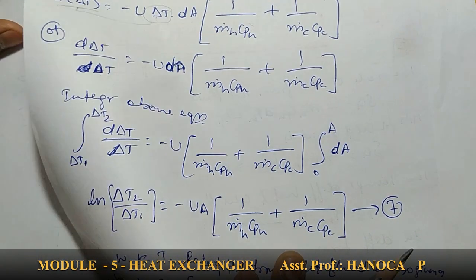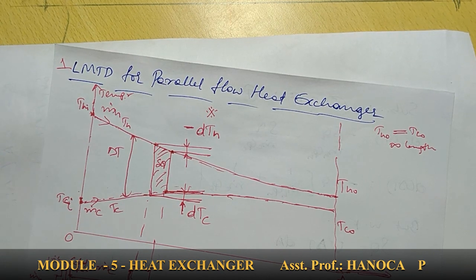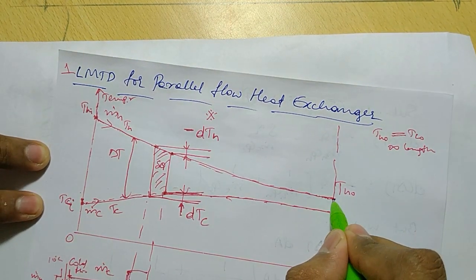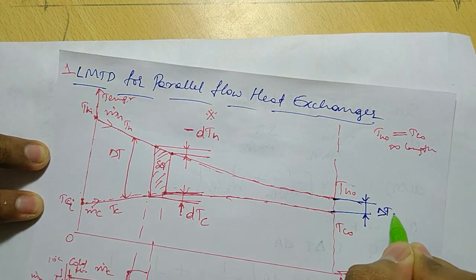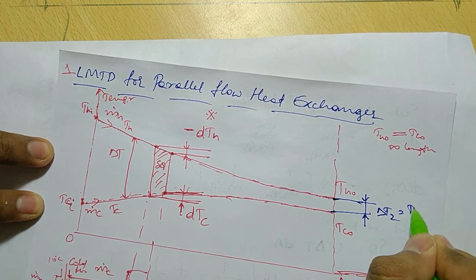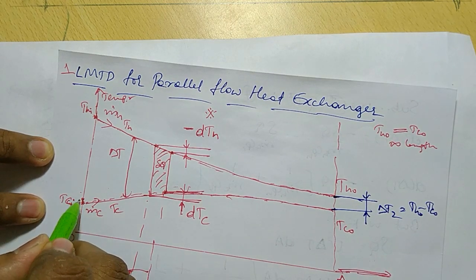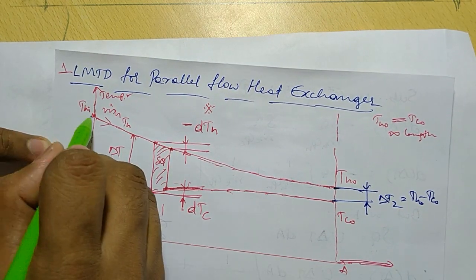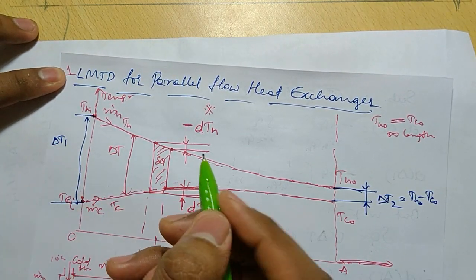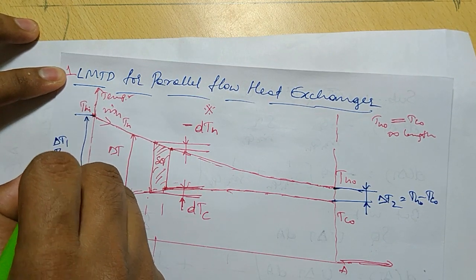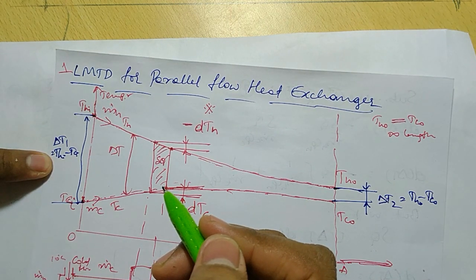By integrating, you can see the temperature difference. Here one more thing I have to represent; I forgot that. This difference you are going to call delta T2. Delta T2 means Th0 minus Tc0. Later, this difference you are going to call delta T1. Delta T1 is equal to Thi minus Tci.